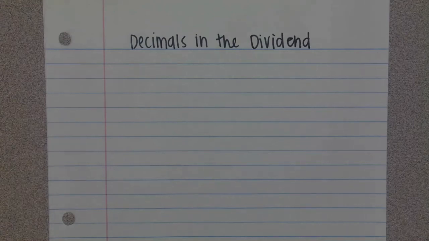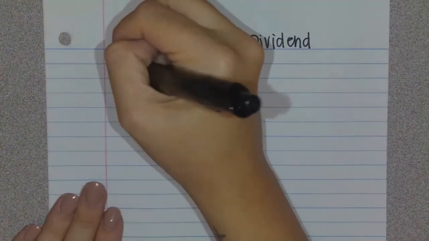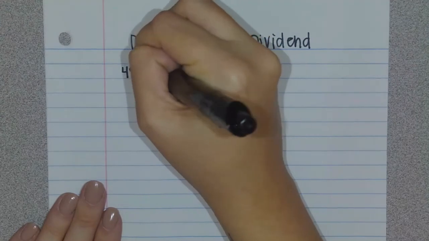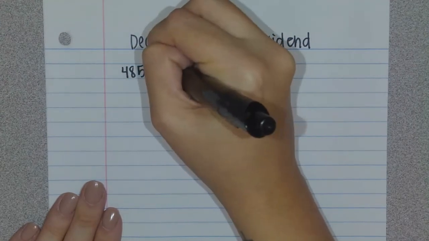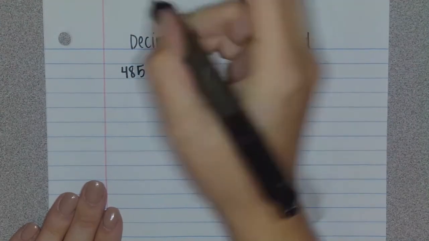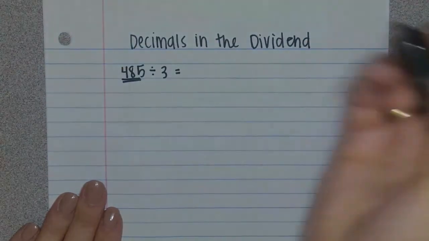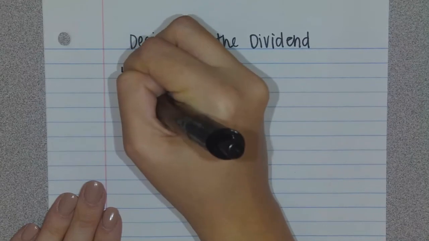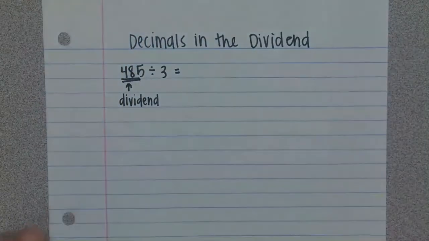All right, so today we're talking about how do we divide when there is a decimal in the dividend. So if I start with an example problem, 485 divided by 3, okay? Remember that the very first number in my division problem is always going to be my dividend. And you may be thinking, Ms. Smith, there's not a decimal in that number right now. I know, we're just going to practice and recap how we divide in general.